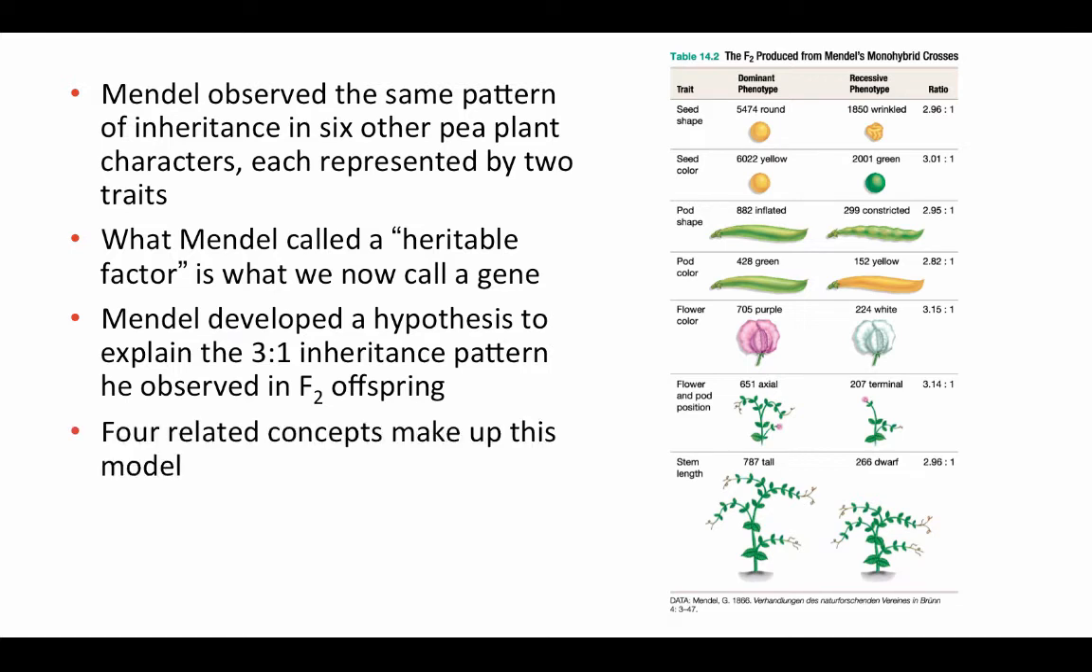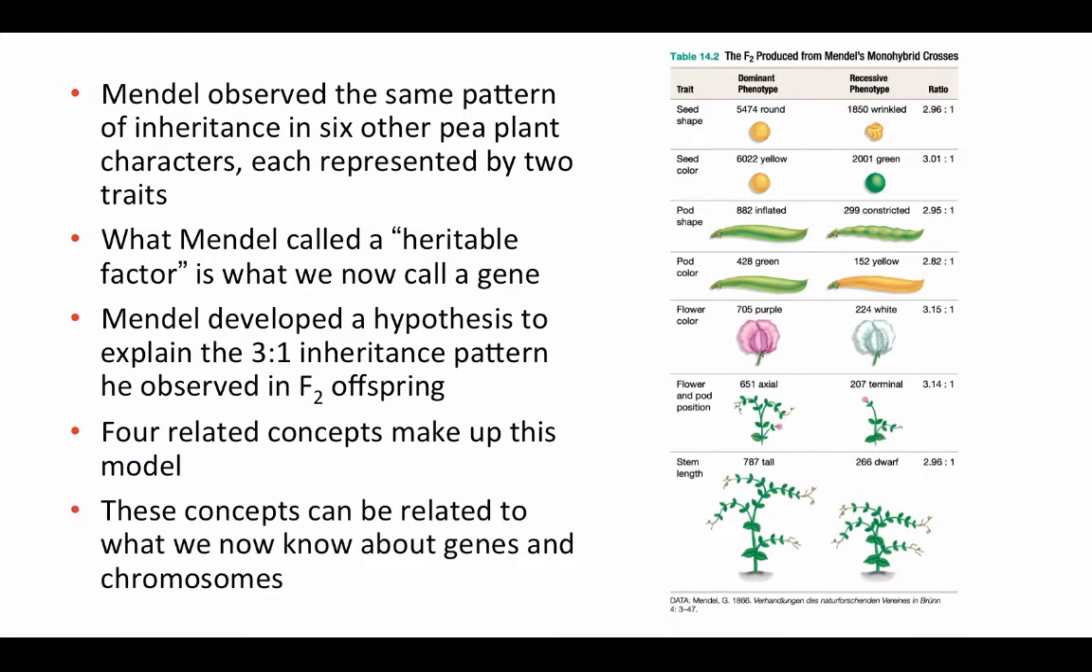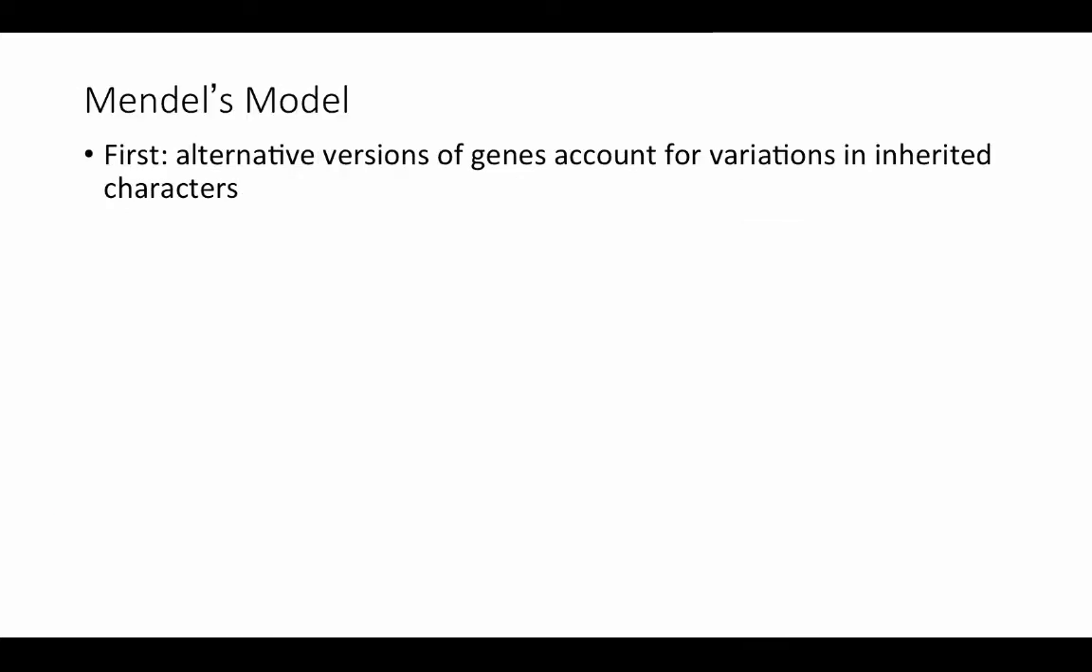And 4 related concepts make up this model. We'll go over them one at a time. And we also now can take these 4 concepts and relate them to what we now know about genes and chromosomes. And so we're going to first show you what Mendel observed and then explain them in terms of what we now know in terms of genes and chromosomes. So let's look at the first observation, the first deduction.